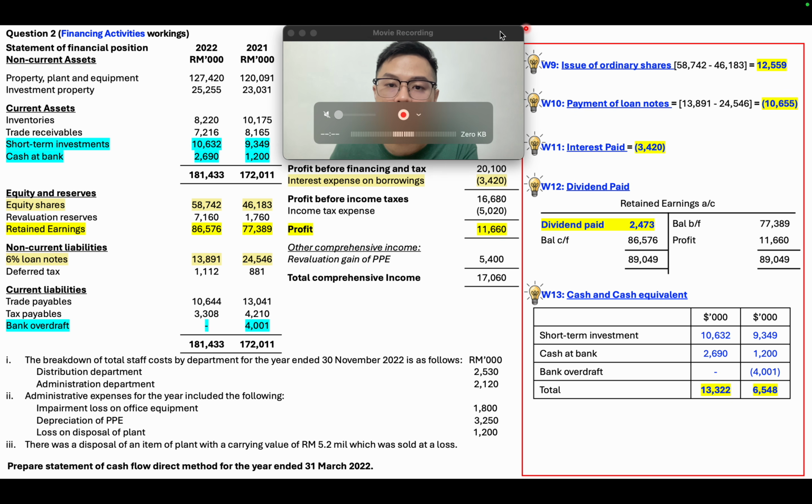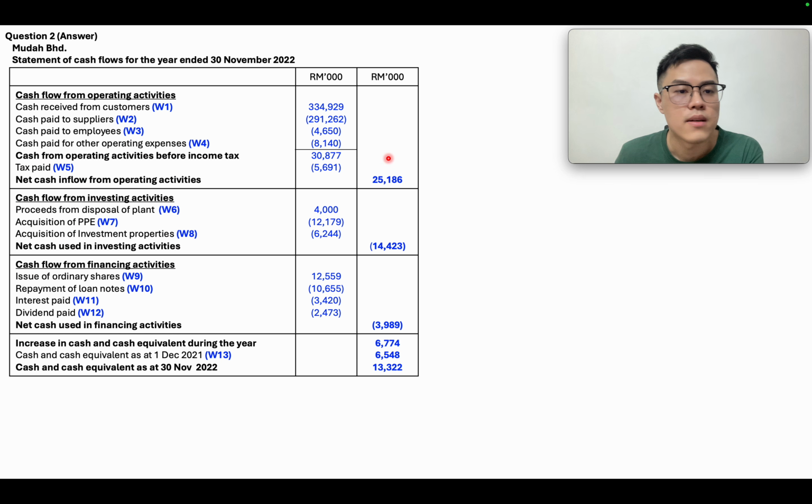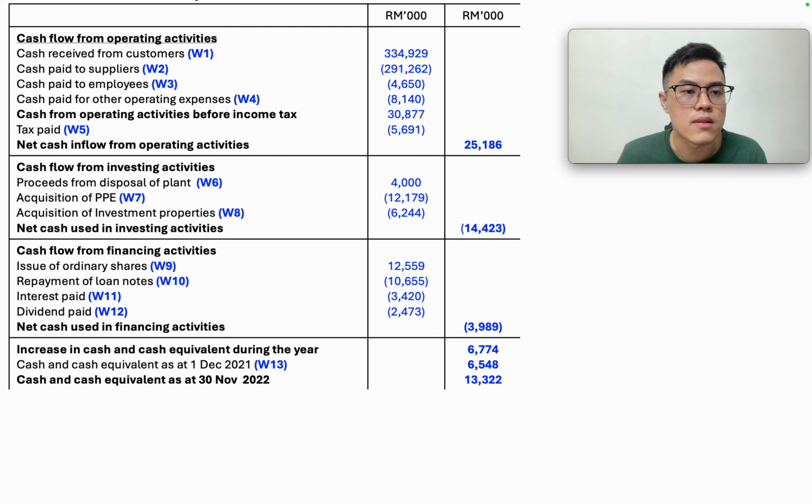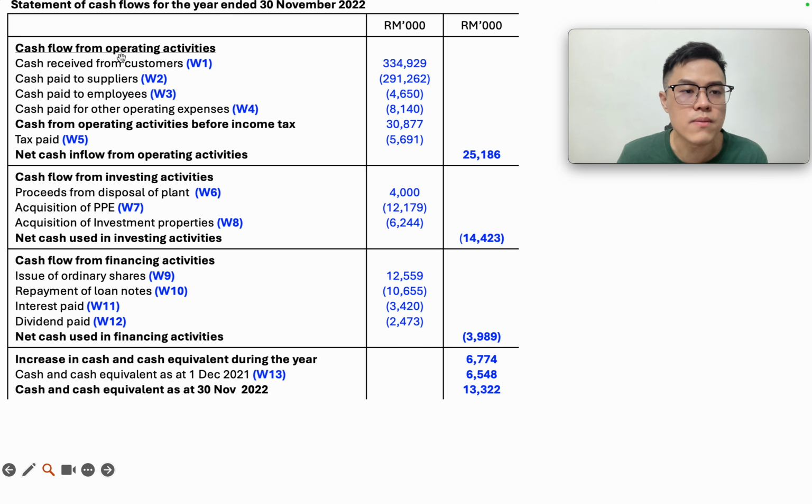With this working 13, let's prepare our cash flow statement. So this cash flow statement, very clear cut. We can see we will need to prepare our operating cash flow. So operating cash flow, start off with our cash received from customer, cash paid to supplier, cash paid to employees, cash paid for operating expenses, minus tax. You get your first layer, operating activities. Investing, we have disposal proceed, buy PPE, buy IP, net cash spent in the investing activities.